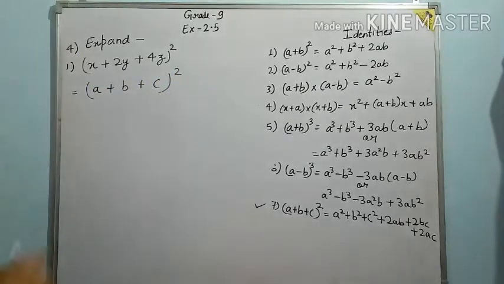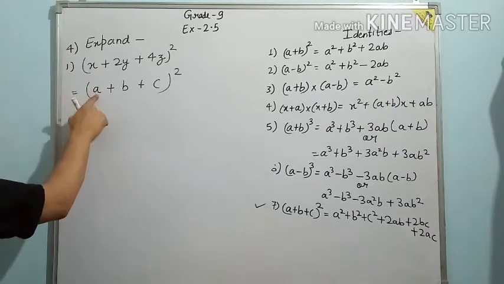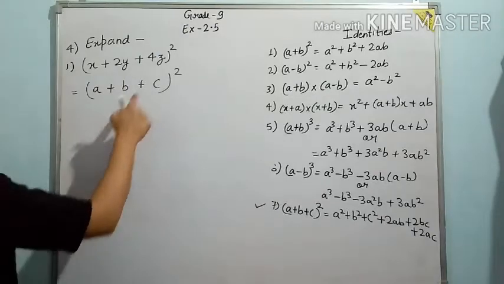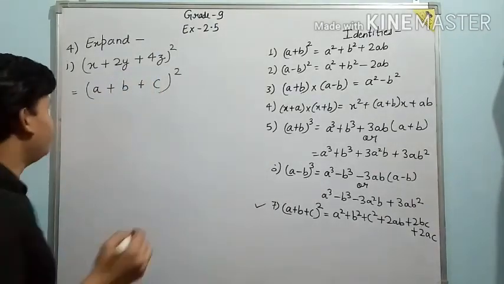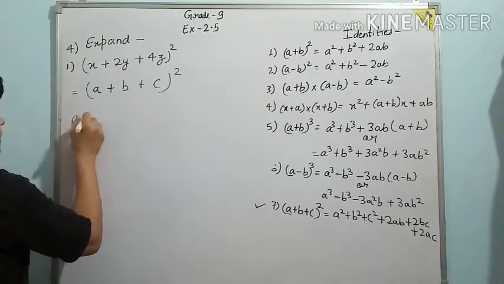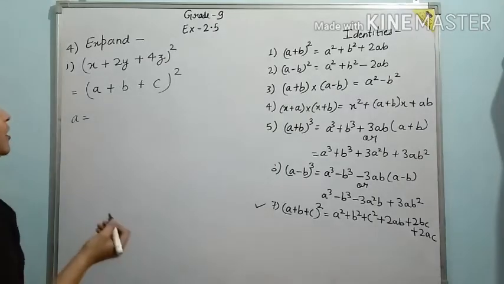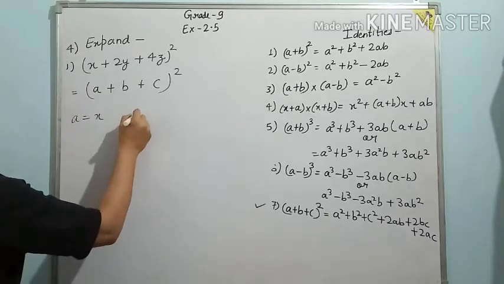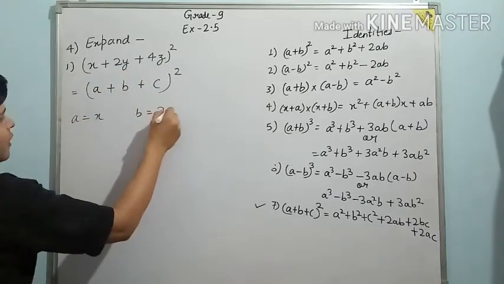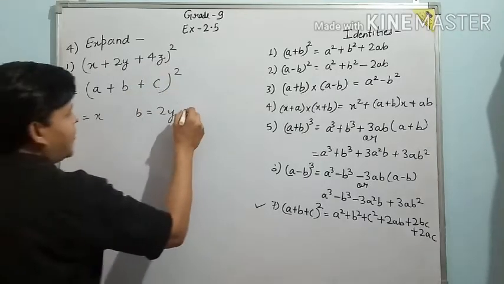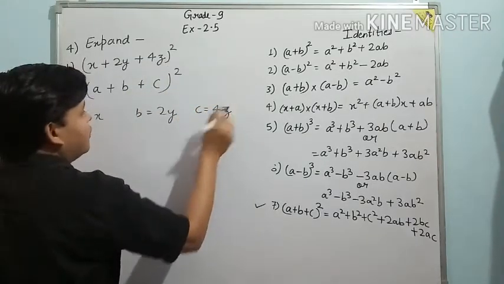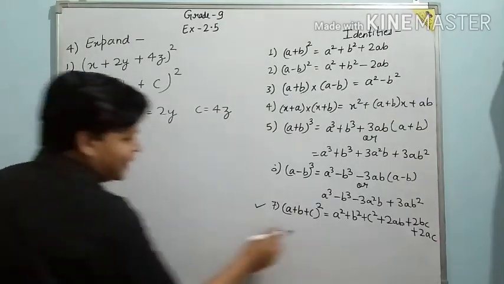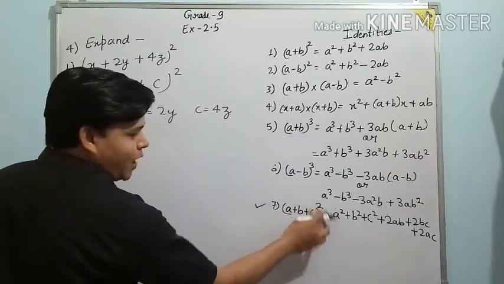Now compare these two: in place of a we have x, in place of b we have 2y, similarly in place of c we have 4z. If you want you can also write here, it's not required, but if you are getting confused then you can write, otherwise you can do it directly that a is equal to x, b is equal to 2y, and c is equal to 4z.